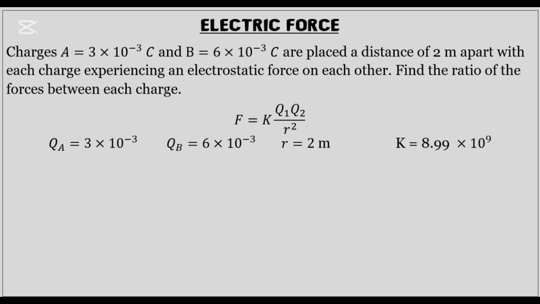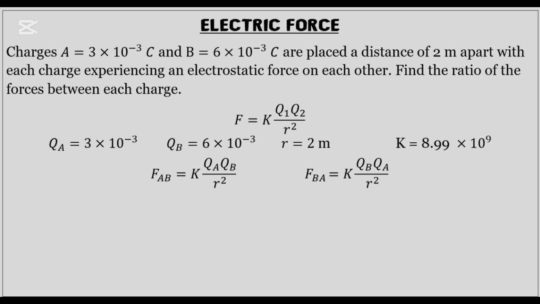So now the first thing that you do, since you want to know the forces between the charges, you write out two forces. FAB means the force that charge A is exerting on B. So it is given as K QA QB over R squared. Then FBA is the force that charge B is exerting on A. So that is given as K QB QA over R squared.